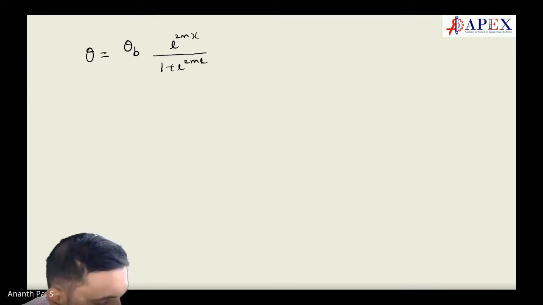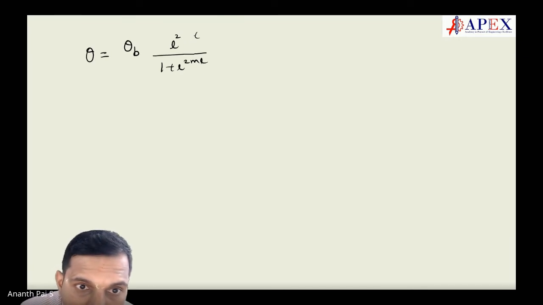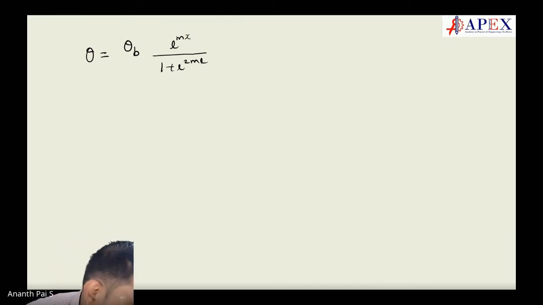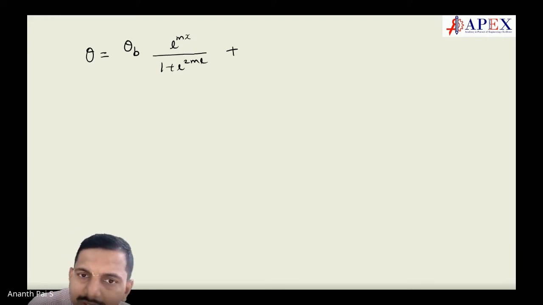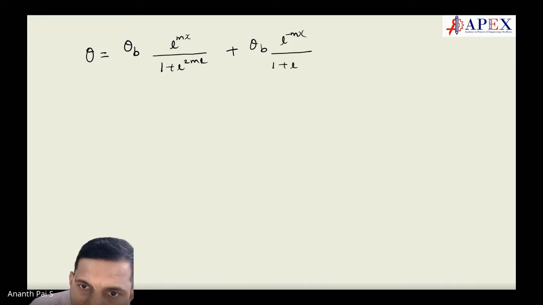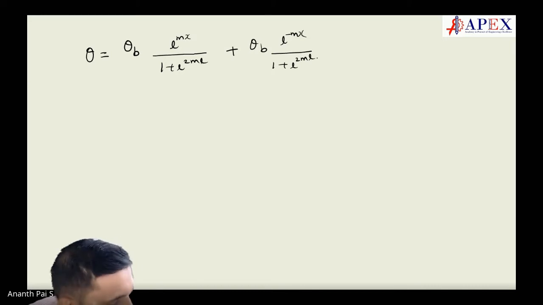Even e power 2, not 2 mx, mx. I'm very sorry. It is e power mx, correct? Just a second, students. Correct. We are applying that there. Plus, we have theta b into e power minus mx divided by 1 plus e power 2 ml.